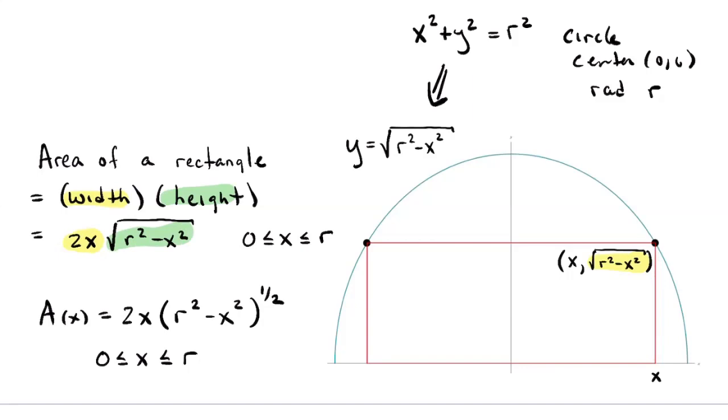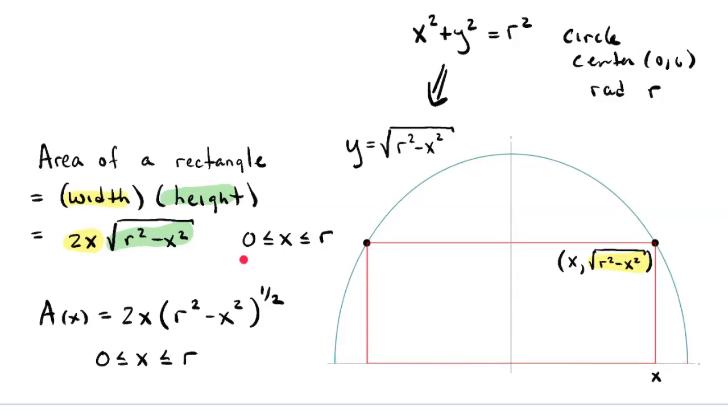And this problem has a finite domain. The smallest value that x can be is 0. That's when we got that degenerate rectangle that was width 0 and height r, so it has area 0. But x certainly can't exceed r because we have to keep this thing in the circle. So if you make x equal to r, that was the degenerate case where the rectangle's height went to 0 and its width was 2r.